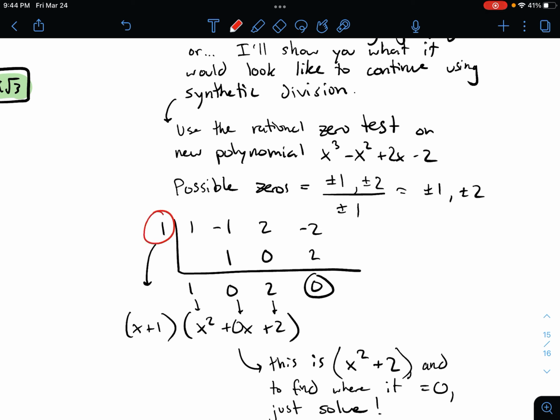So again, I'm going to start with the smaller number. I'm going to test out a 1. And when I test out a 1, it actually also works out to be 0, which is great. So when I test out the 1 and we get a remainder of 0, that means that this is going to be my remaining quadratic, right? 1x squared, 0 x's, and 2 is my constant.